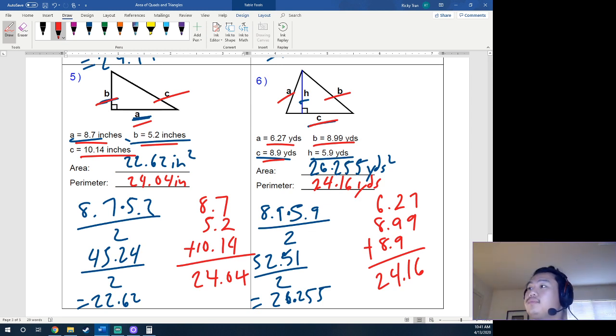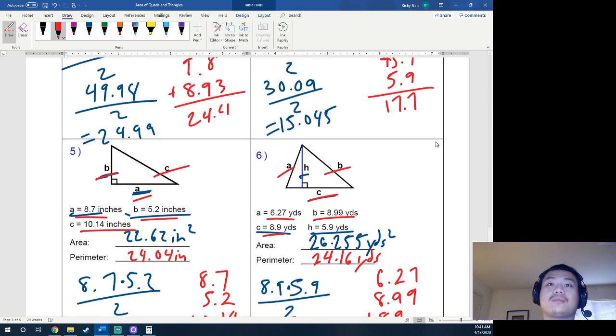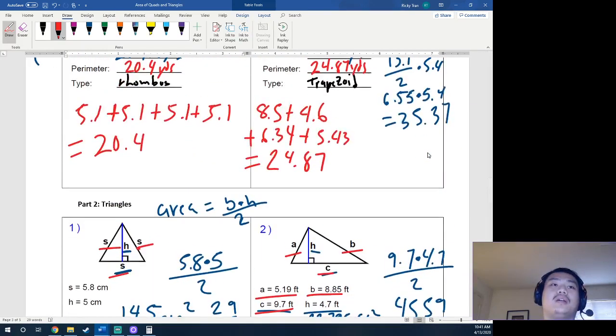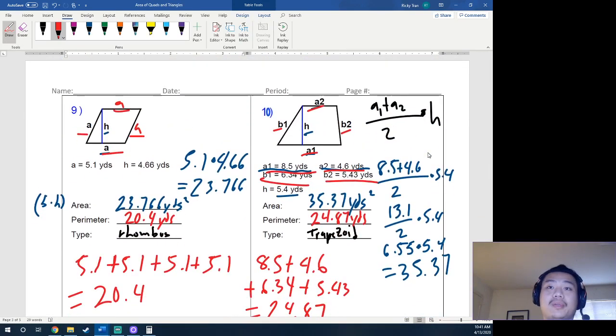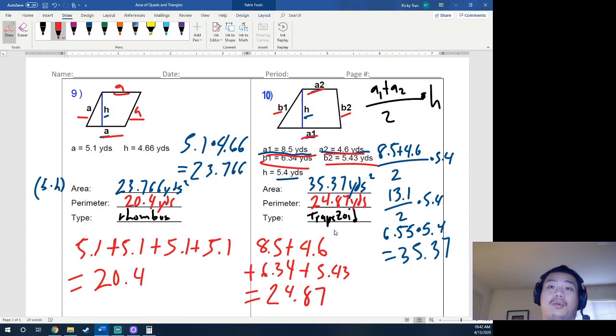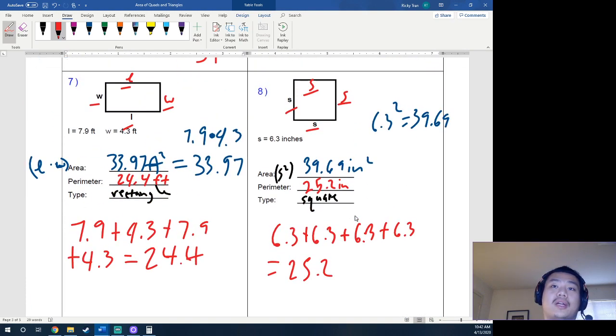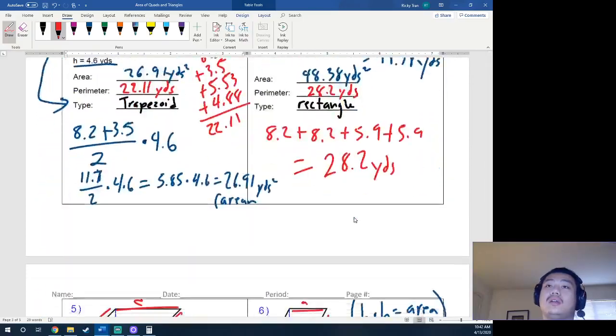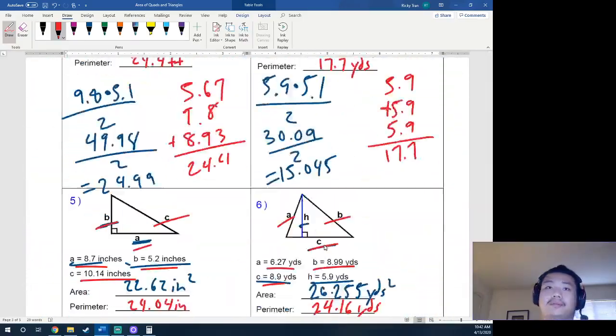All right. So we went over area of triangle, perimeter of triangle, area and perimeter of a rhombus, trapezoid, rectangle, square, and parallelogram. Okay, this is the review for today.